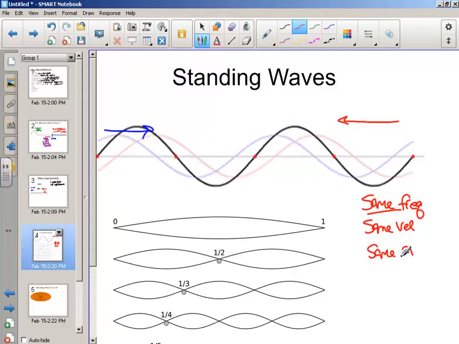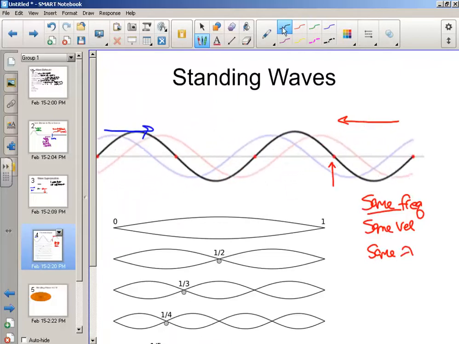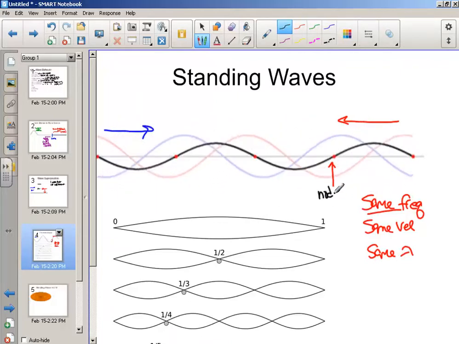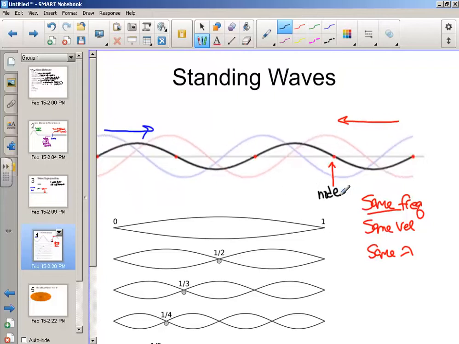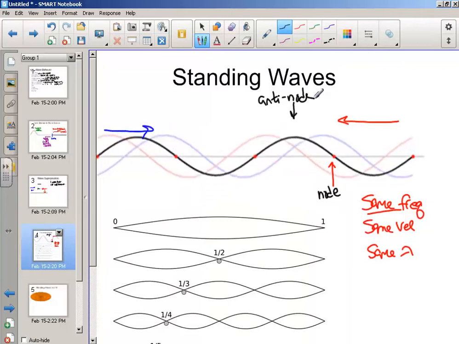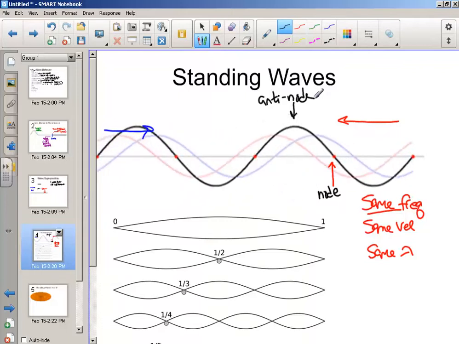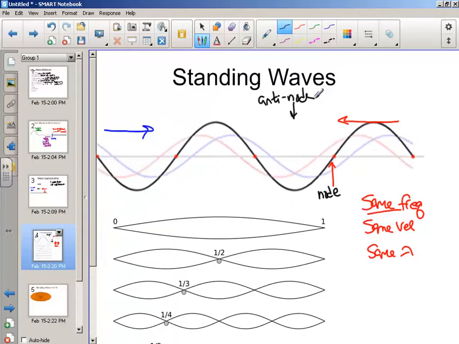Now you'll notice this point right here. This point that doesn't move, we call this a node. And this point, which moves quite a lot, we call this an antinode. Nodes and antinodes. Nodes don't move. They stand for no movement. Antinodes, they move quite a bit.